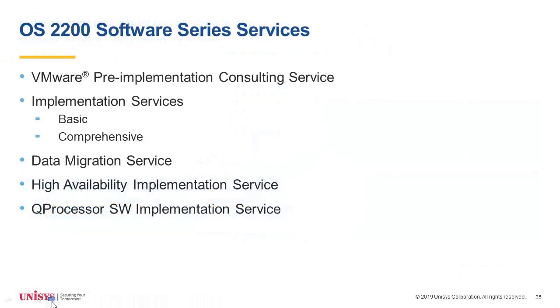All right, here's a summary list of the services defined specifically for the 2.0 software series release. The ones you see designated as implementation are very much along the lines of what you're used to for a traditional tech refresh, for example, a Dorado system or a Q processor appliance. The next few slides show more detail about those, but the ones that really set this release apart and the ones I'd like to zoom in on are the VMware pre-implementation consulting service and the data migration service.